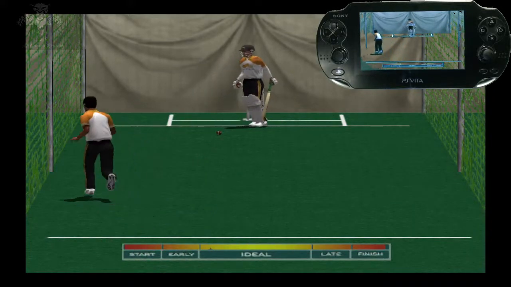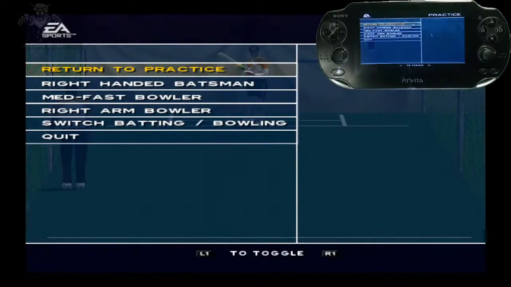Your timing was very late with that shot. Check the timing.